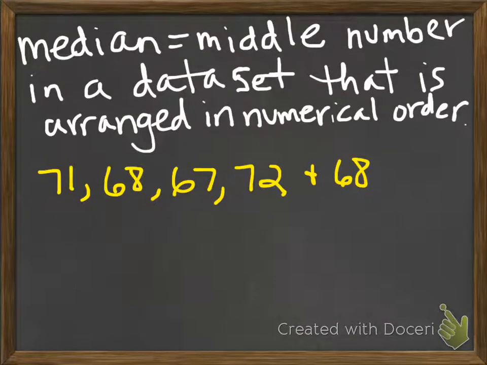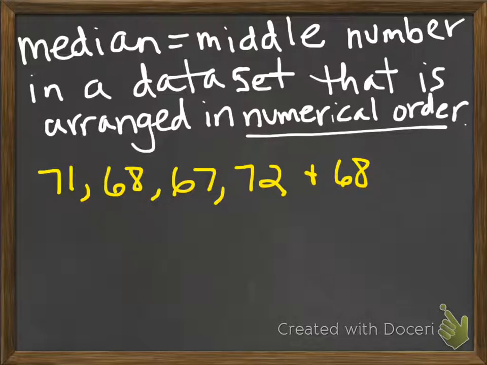Median means the number that is in the middle of the data set. But what's important is that before you find the middle number, you have to put the data in numerical order, from least to greatest. Some students forget about that part. But we have to put it from least to greatest.